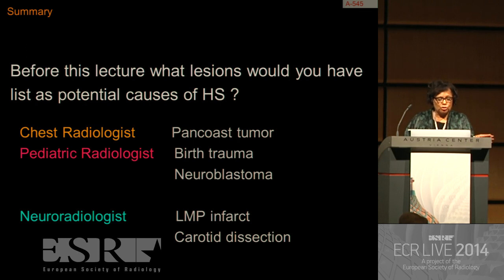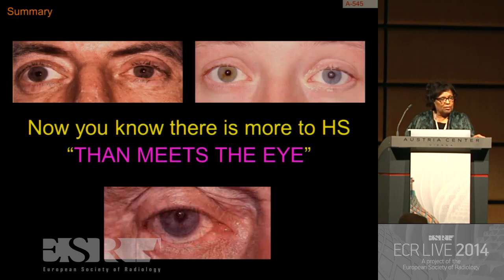So when you think about Horner syndrome, I would usually say to people before this lecture, what lesion would you have listed as a potential cause of Horner syndrome? And when you're talking to a radiologist, that may depend on what your subspecialty is. Because I think the chest radiologist is first going to say it's a Pancoast tumor. They might not know much beyond that. The pediatric radiologist is going to say birth trauma or neuroblastoma. And then the neuroradiologist probably would offer on the top of their list a lateral medullary plate infarct and carotid dissection.